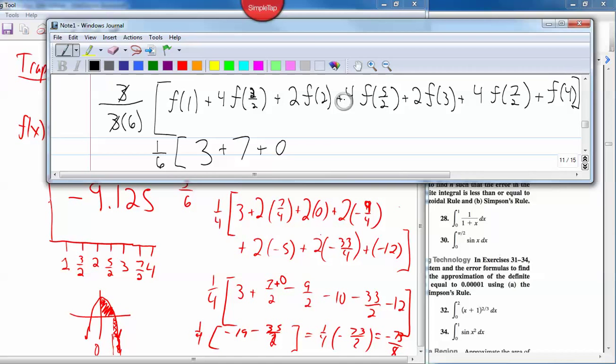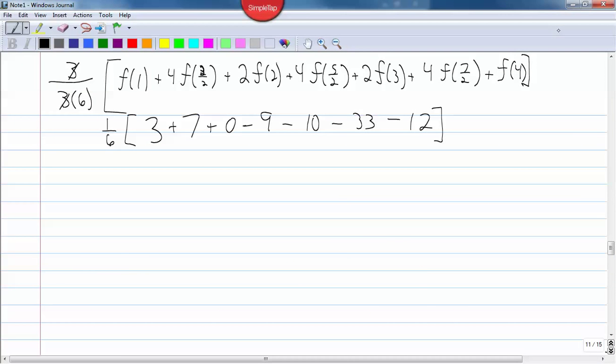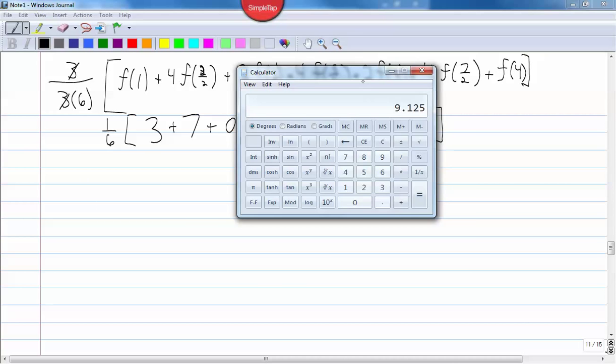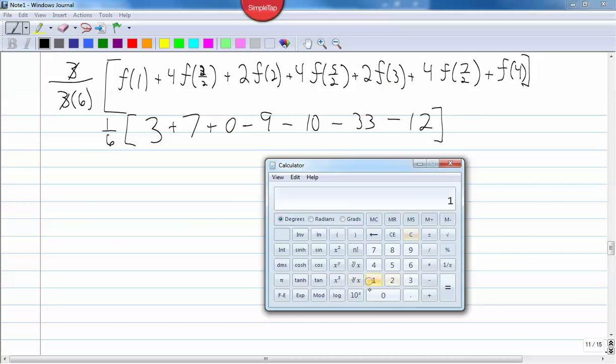Then this one is times 2. Well, that kind of works out okay because it gets rid of that fraction there. So that's minus 9. This one is the same, so that's minus 10. This one you multiply by 2, so that's minus 33. And this one right here is minus 12. Alright, so now let's put all those numbers together in the calculator. So the first two are 10, minus 9, minus 10, minus 33, minus 12. So I got a negative 45.